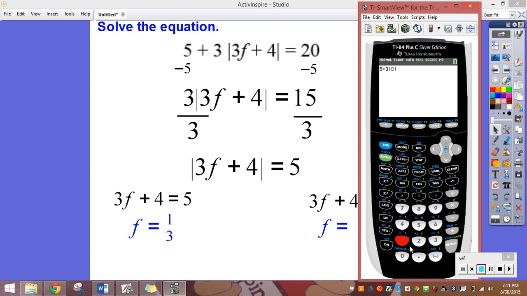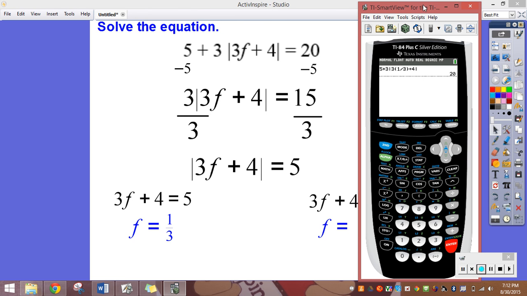And then I just type in 3f, which I'm replacing with 1/3. So I always use parentheses when I'm plugging in a value. So that would be 3 times 1/3 plus 4. That's my entire equation. Hit enter, and it's 20, which it's supposed to equal 20. So I know that's the solution.